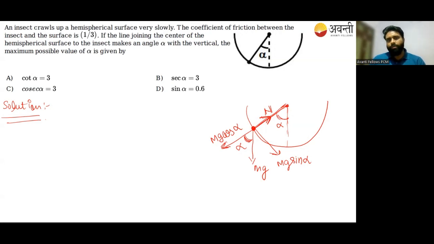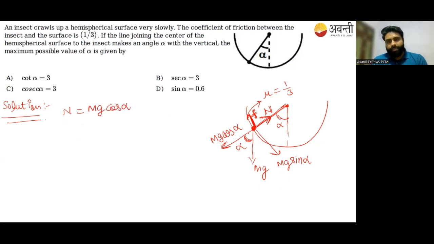Okay. Now, suppose this surface is rough, with a value of mu equal to 1 by 3. So this mg sin alpha is trying to pull the insect in the downward direction. The friction would act in the upward direction because it opposes the relative motion. This is the value of friction, F. From here, if I balance the forces, N equals mg cos alpha.